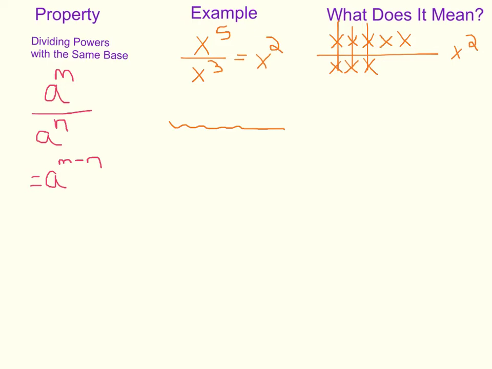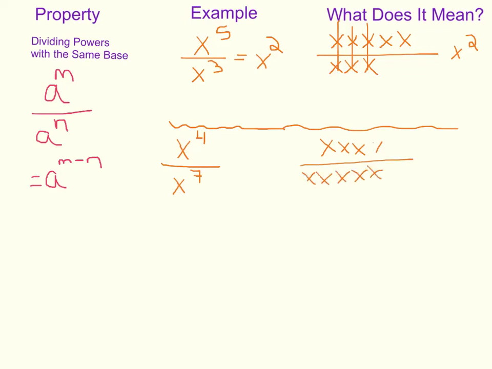And then if you go backwards, if you have a smaller number in the numerator, let's change our exponent. So x to the 4th over x to the 7th. So you have 4 x's in the numerator, 7 in the denominator, and you match up and cross off. You have 3 x's left over, but in the denominator, so 1 over x to the 3rd.